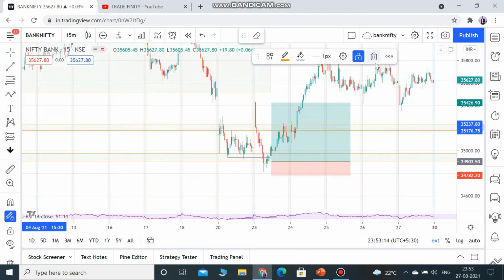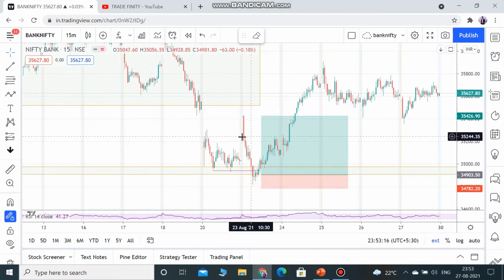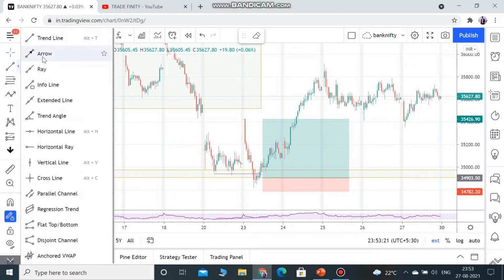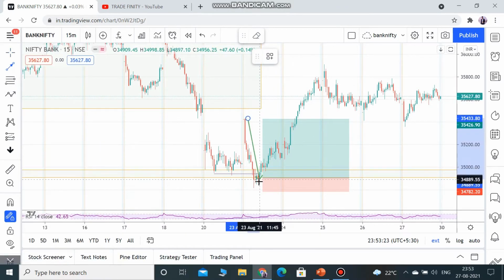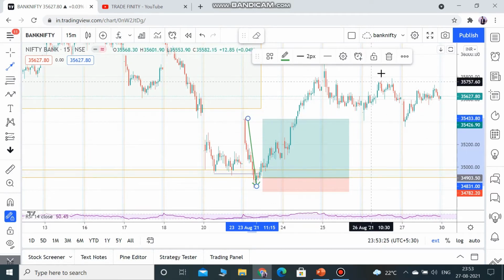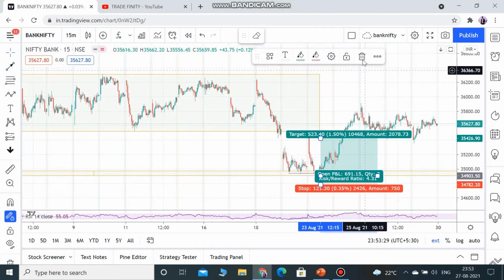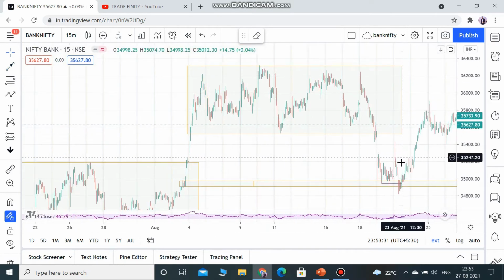Because I'll close this for now. What is my next resistance? From the same thing, same concept comes here. Market fell from here. So this is going to be my first target and second target. I told you I'll explain it later, right? That is what I wanted to explain.